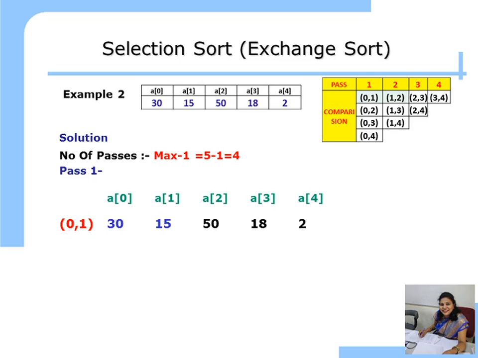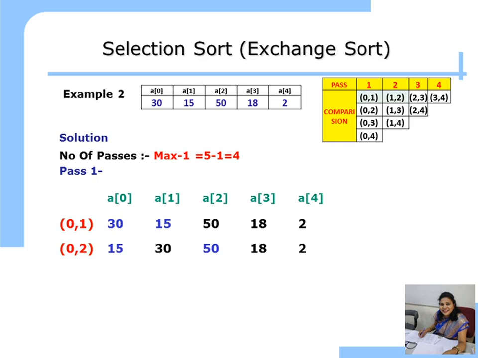In pass 1, the first comparison is between the 0th and 1st location. What is present at the 0th location? 30. At the first location, 50. Is 30 greater than 50? Yes. So we will swap it. After swapping, you will get the output 15, 30, 50, 18 and 2.